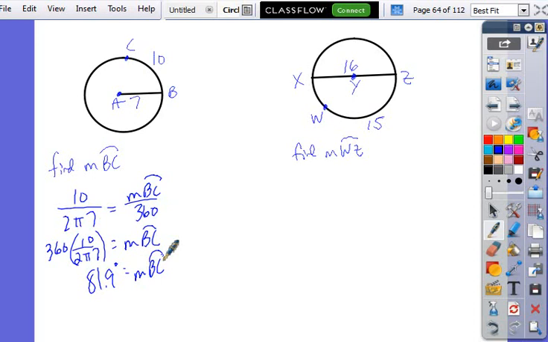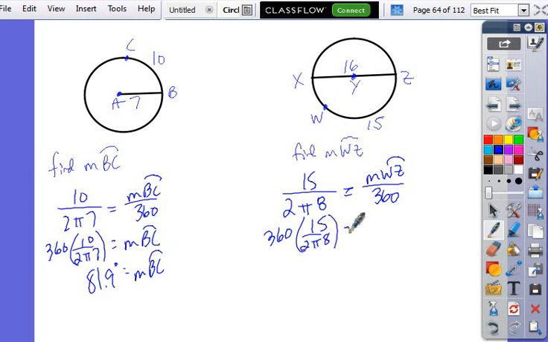The second one we kind of messed up a little bit because we did this. We said 15 over 2 pi 16. And that's wrong because 16 is not the radius. What is 16? That's the diameter. So if you want to do the radius, you need to say that's going to be 16 divided by 2 and use 8. Could you use pi times 16? Yeah. Sure. The formula says 2 pi r, so normally we just leave it as 2 pi r. Make sure you plug in the radius instead of diameter. The measure of WZ goes over 360. Do my cross multiplying. How much was that one? 107.4.